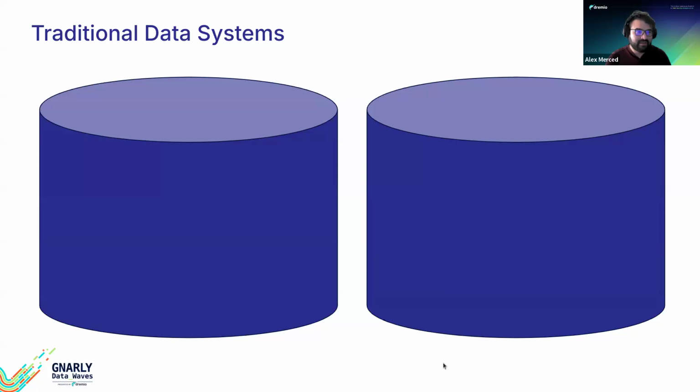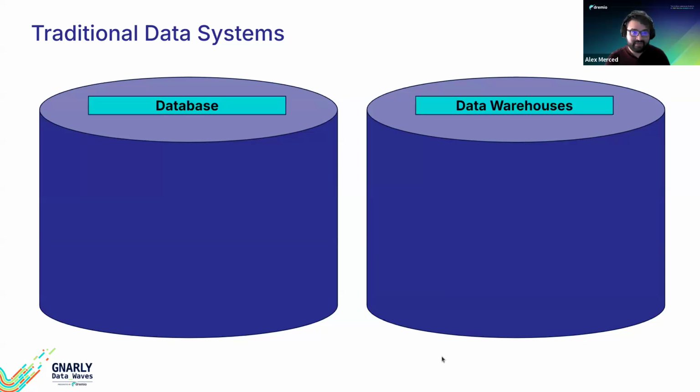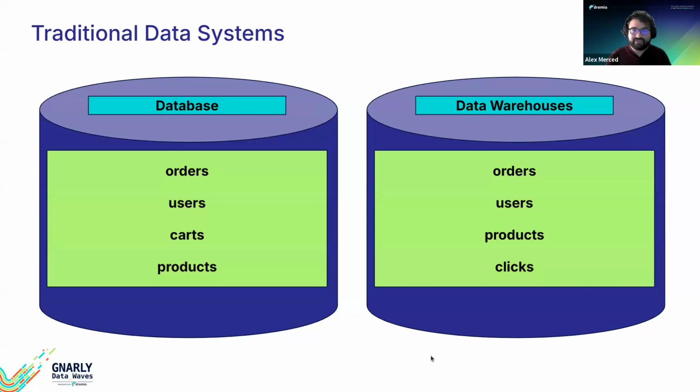But this is the first time you start seeing this idea of a catalog. Whether it's a database or a data warehouse, the catalog is really a mechanism within the bundle that is tracking the tables, that knows, hey, there's an orders table, a users table, a cards table, a products table, and so forth. But again, you never really think about the catalog. It's just something that's part of the system.